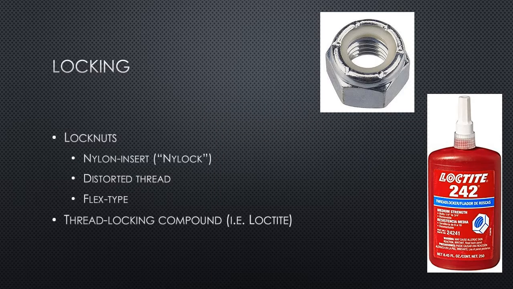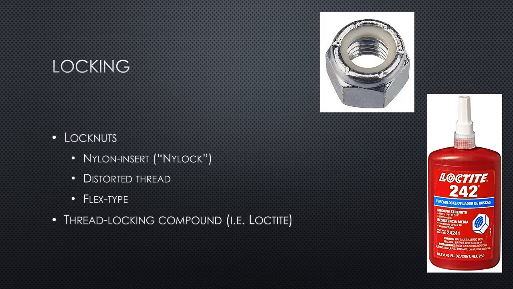So now you've got your bolt in a hole and you want to make sure it stays there. Bolts can tend to back out of holes just from vibration and other loads they may encounter. So a good option is to use lock nuts. There are many different types of lock nuts. The most commonly used ones are nylon insert lock nuts, also known as nylocks. These have a little ring of nylon around them so the threads actually cut into the nylon, helping the bolt stay in place. You can also buy distorted thread and flex type lock nuts.